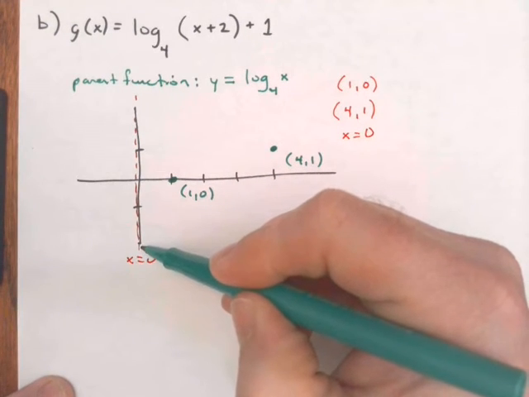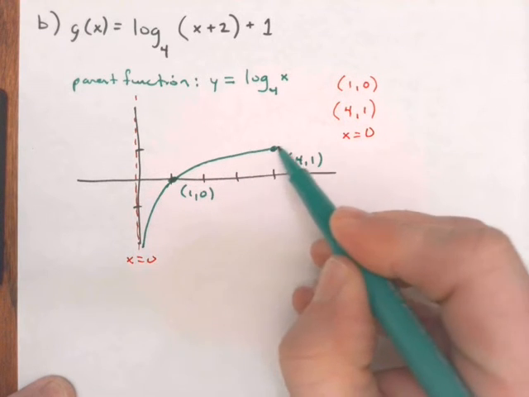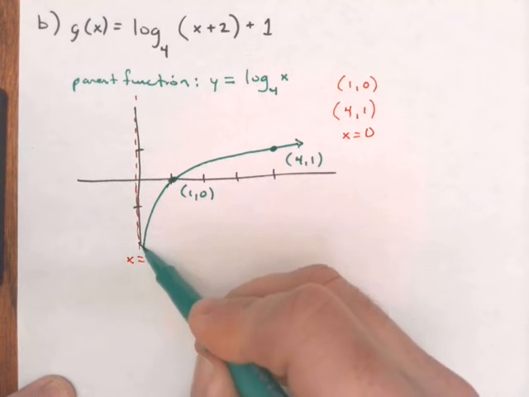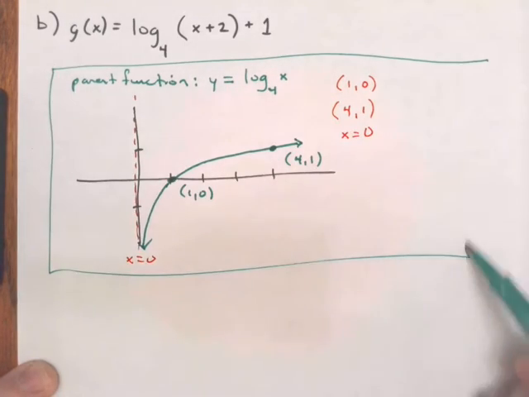Our graph's shape will start at the bottom here, very, very close to the asymptote, a little over to the right of it, and then go through these points using a curved line in a logarithmic type shape. So that's a reasonable sketch for the parent function.